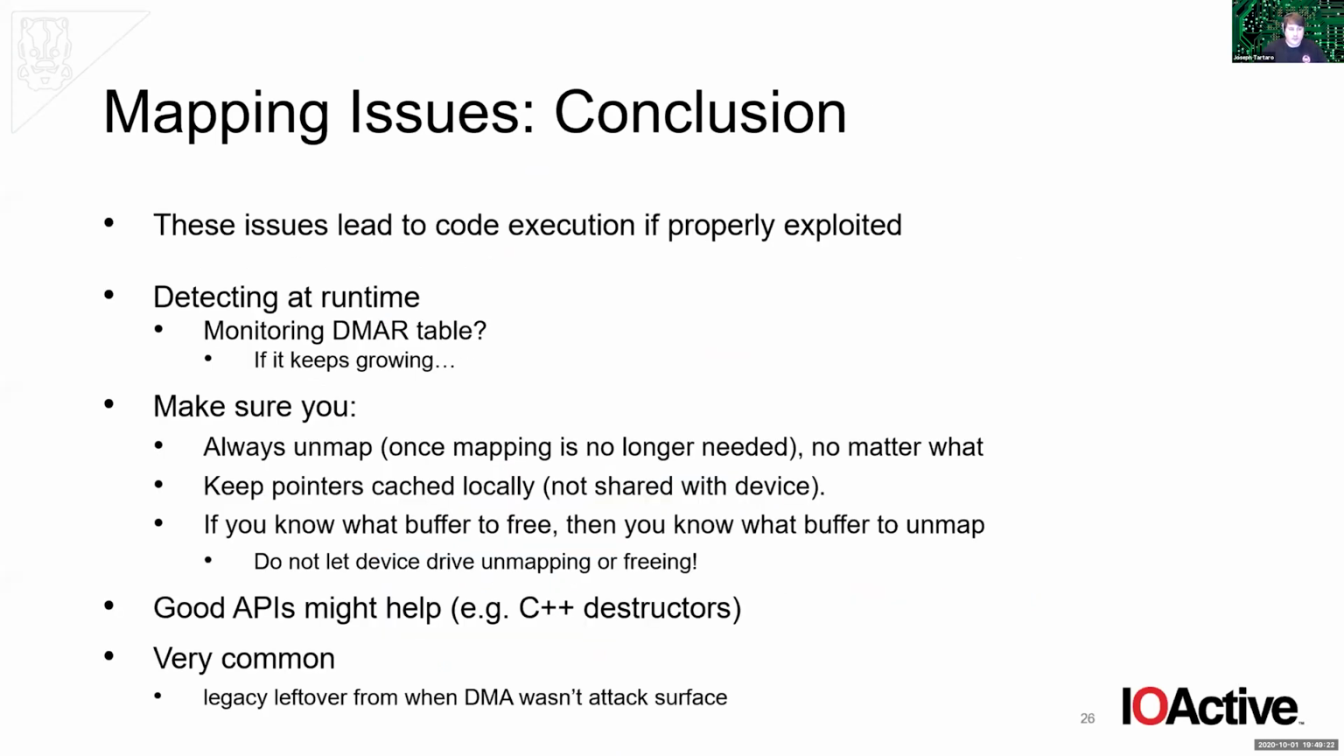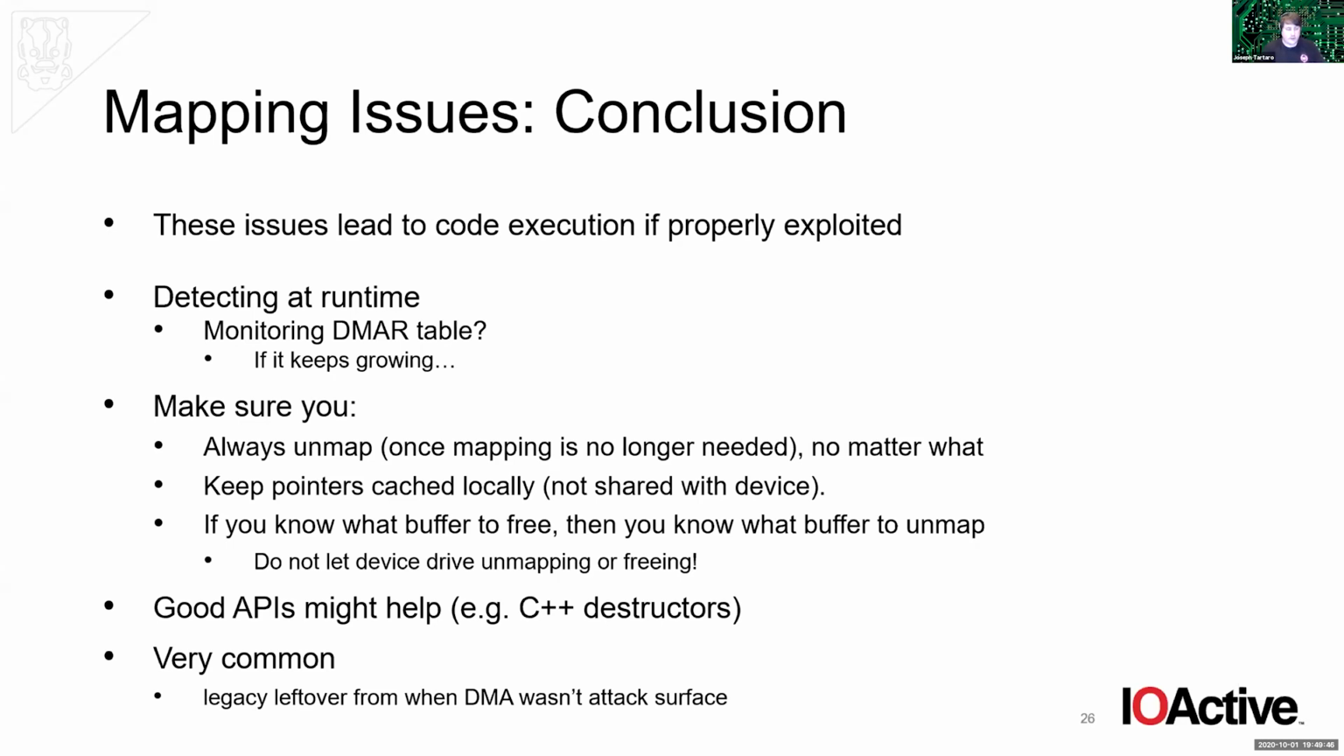So the conclusion with mapping issues is that if you properly exploited these, it would lead to code execution. And we thought a little bit about how you could possibly detect this at runtime. And we thought maybe monitoring the DMAR table might help, because you could see that it will keep growing. And if you don't see it getting smaller, then you know that there's some sort of mapping leak that's happening where they're just not getting unmapped.